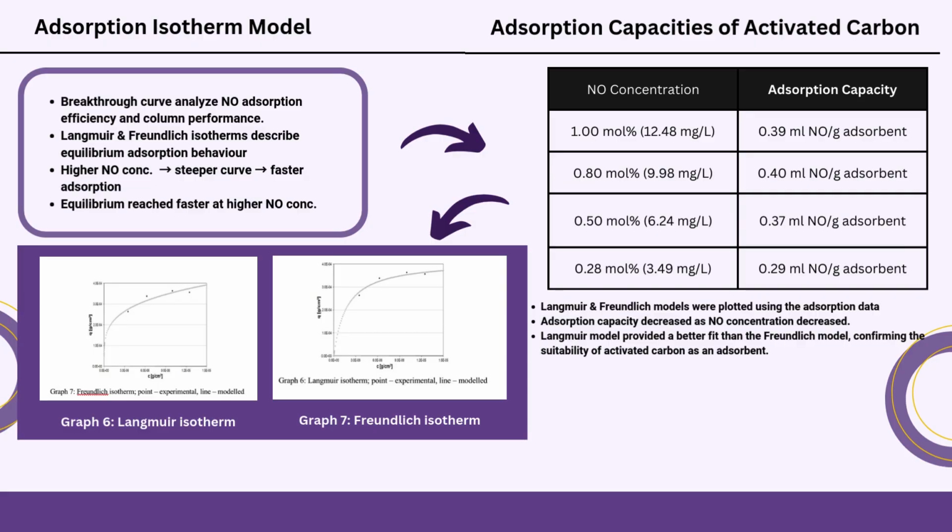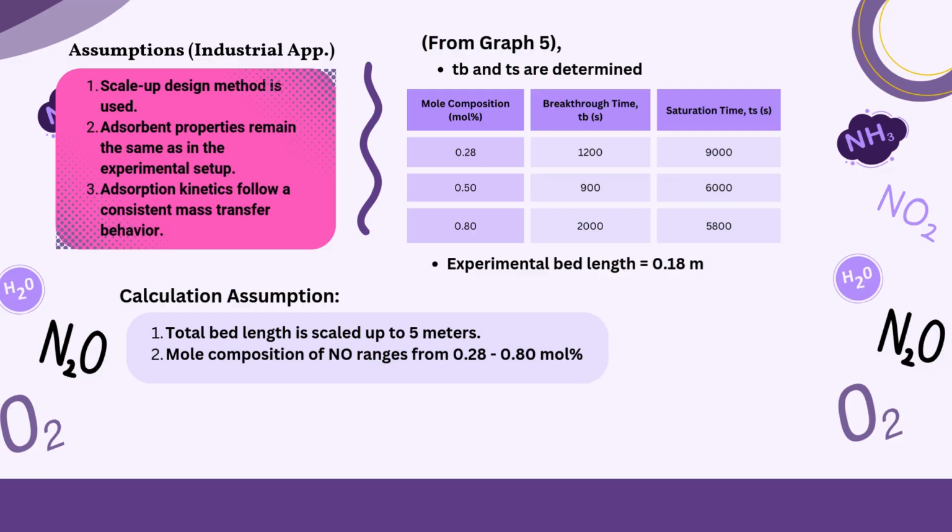We plot the Langmuir and Freundlich isotherm graphs, and we found that Langmuir provides a better fit than Freundlich. So we can conclude that the isotherm model for this process is the Langmuir isotherm. These are the assumptions for industrial application. The scale up design method assumes HUMB is constant with the total bed length. Adsorbent properties remain the same as I mentioned in the first slide, and adsorption kinetics follow a consistent mass transfer behavior.